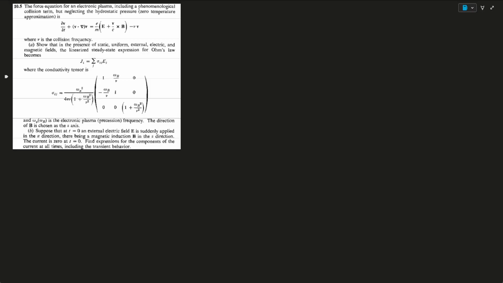Part A, which we'll do first, asks us to show that in the presence of static, uniform, external electric and magnetic fields, the linearized steady-state expansion for Ohm's law becomes J_i is the sum over j of sigma_ij E_j, where the conductivity tensor sigma_ij is omega_p squared over 4 pi nu, over 1 plus omega_b squared over nu squared, times a 3x3 matrix reading 1, omega_b over nu, 0; minus omega_b over nu, 1, 0; 0, 0, 1 plus omega_b squared over nu squared. I think that's supposed to be omega_p squared.